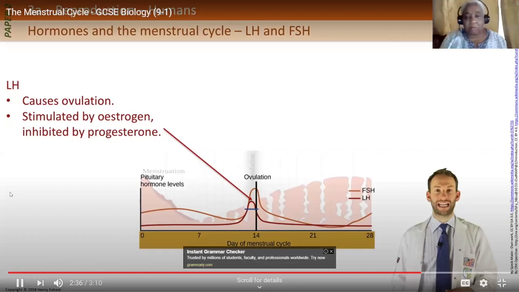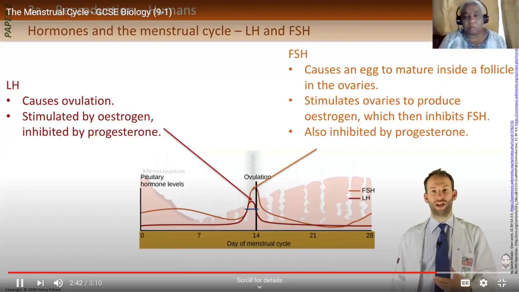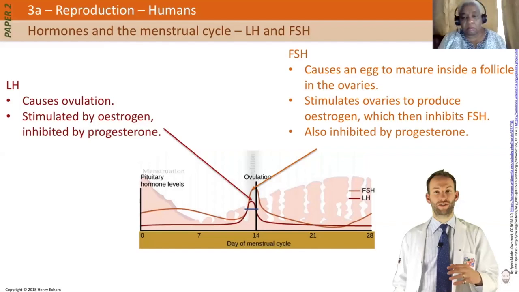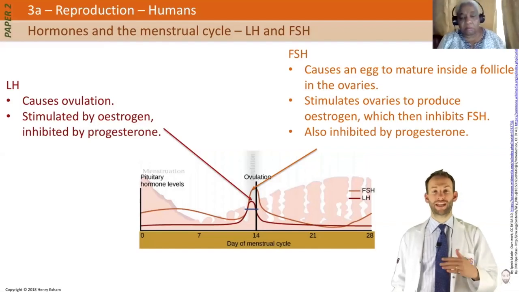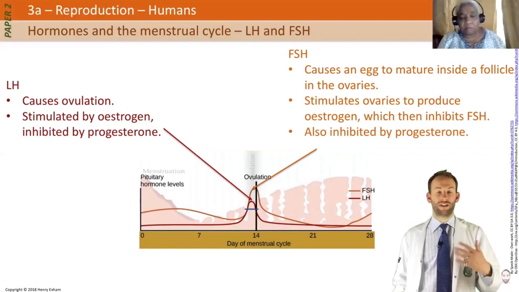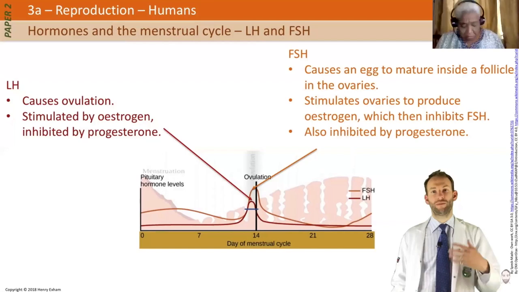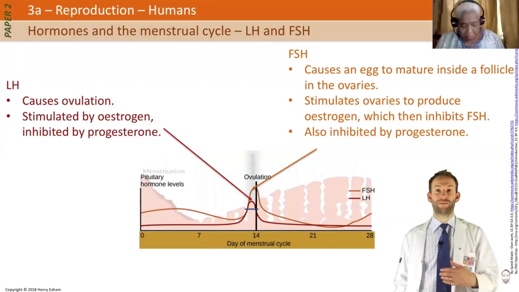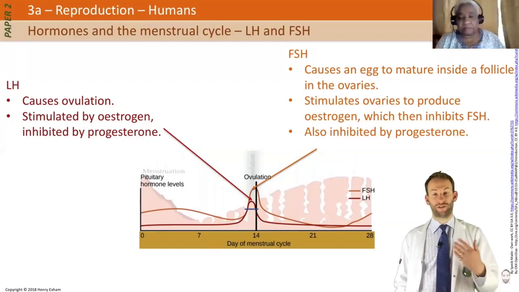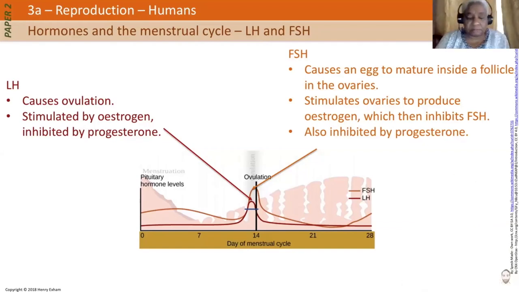FSH increases in order to get an egg to mature in the ovary, and it's also inhibited by progesterone. So when progesterone is high in the second half of the cycle, again, you don't want an egg to be released at that point, so progesterone inhibits the production of FSH. And it causes an egg to mature inside a follicle in the ovaries to get an egg ready to be released.